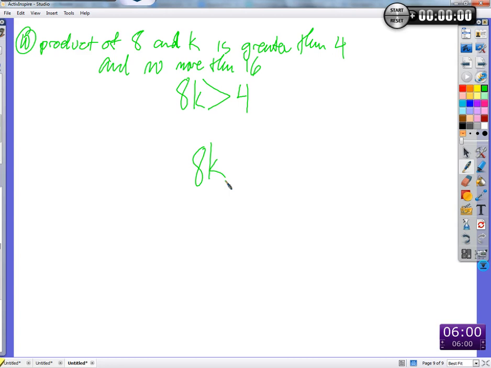So 8k is no more than 16. How can you be not more than 16? Less than it. You could actually be 16 and still not be more than 16. So less than or equal to 16. We could put the greater than 4 part over here too. From least to greatest, 4 is on the very small end, 8k is in between 4 and 16 on the high end.